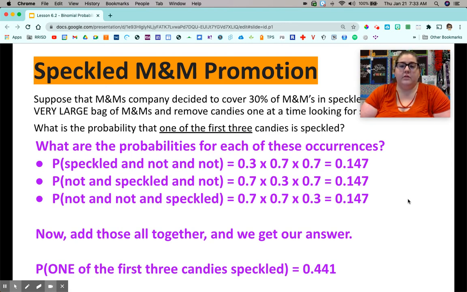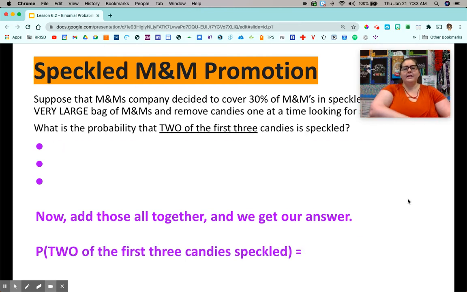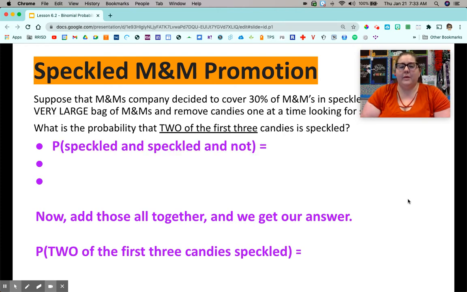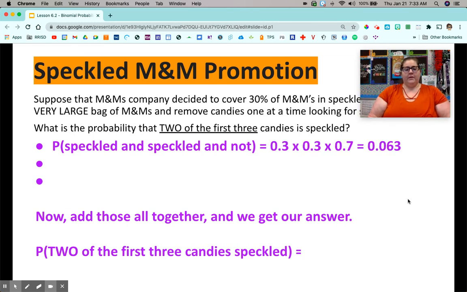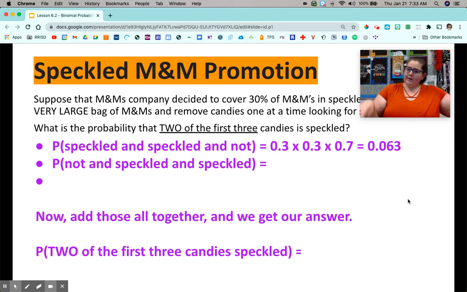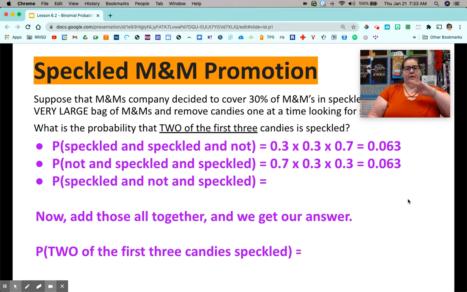Right. Okay, so we got the answer. We accounted for all the different possibilities. Let's do the same thing. What if there were 2? We wanted the probability that 2 out of the 3 candies is speckled. So again, we have to think of the options and find the probabilities. So one option is we get speckled, speckled, not. There's that probability. The second option is we get not speckled, speckled, speckled. And then the third option is we get speckled, not speckled, speckled.